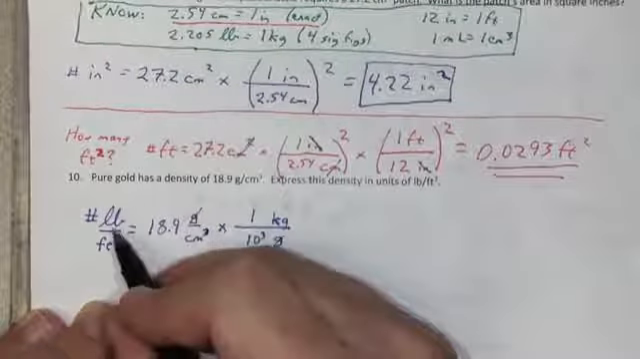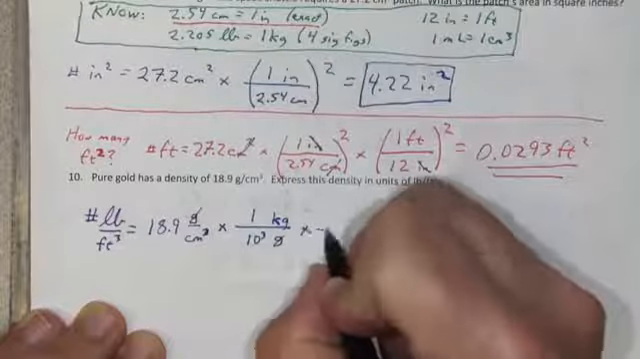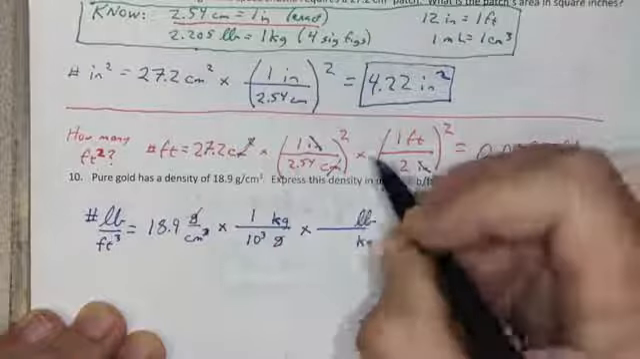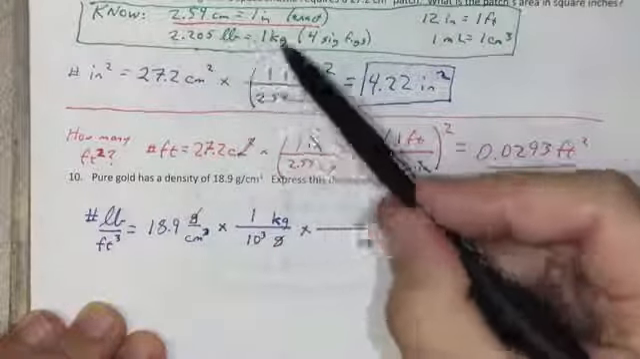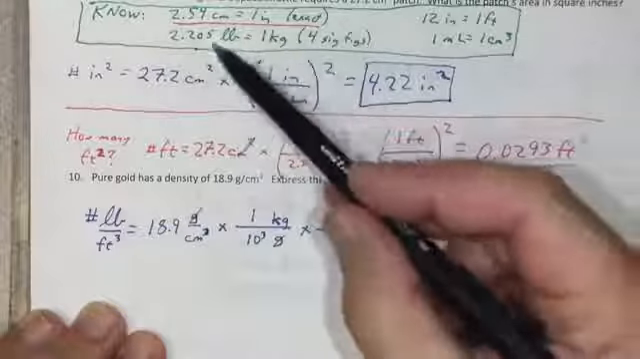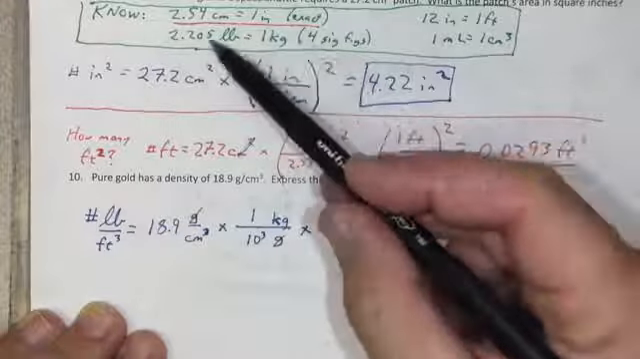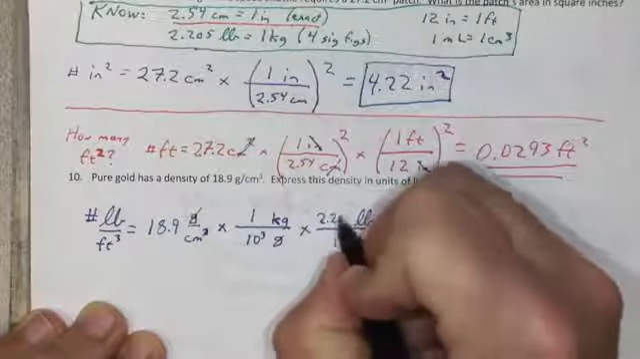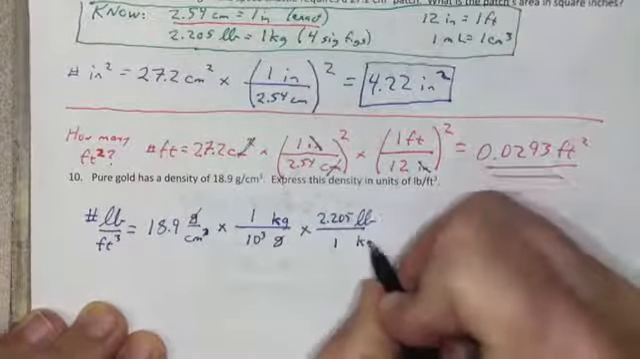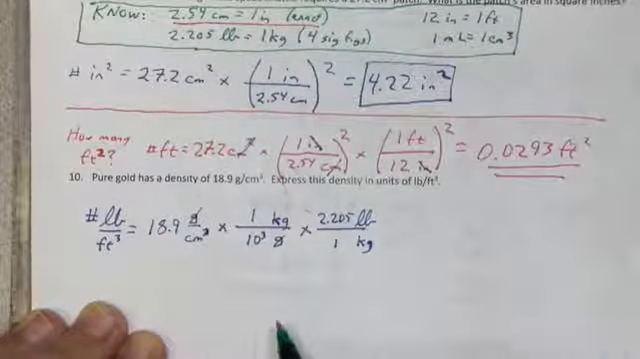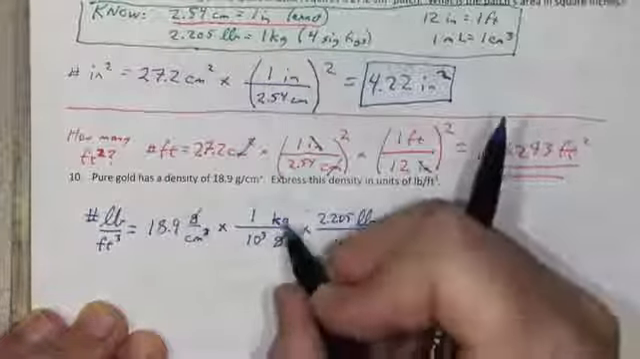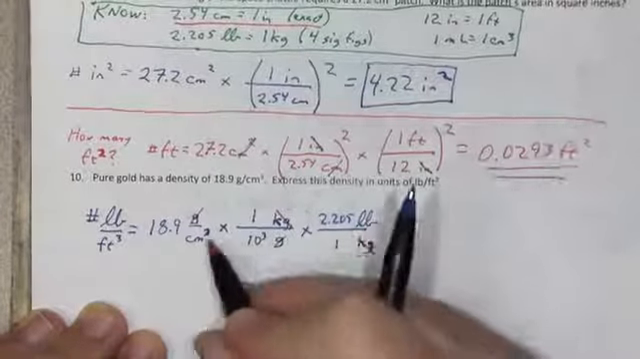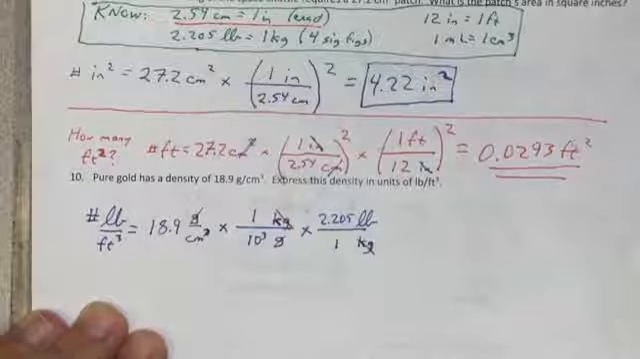So I need to do one more thing to get it in pounds. I'm going to say times, draw a line, put kilograms in the denominator and pounds in the numerator, so that the one conversion factor you need to know in terms of mass is that 1 kilogram is equal to 2.205 pounds. Okay, so that gets us into units of pounds, but it's pounds per cubic centimeter. We need it in pounds per cubic foot.